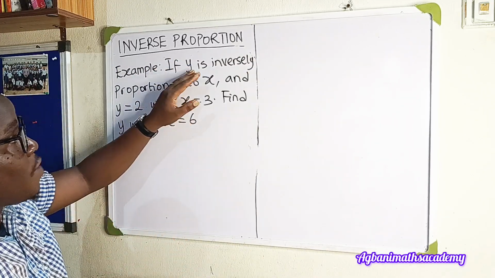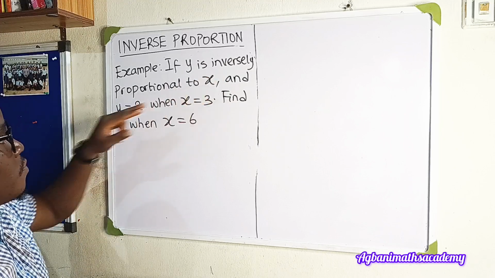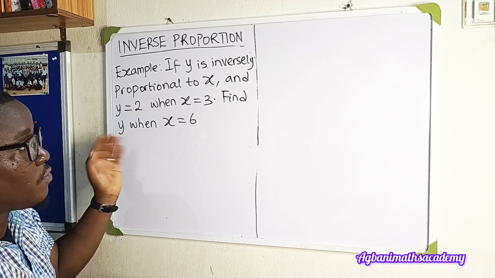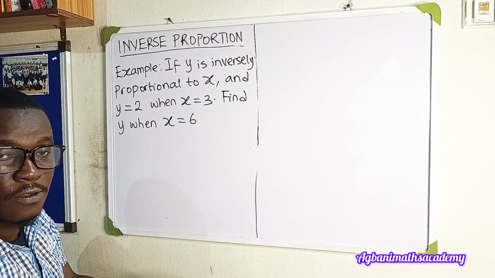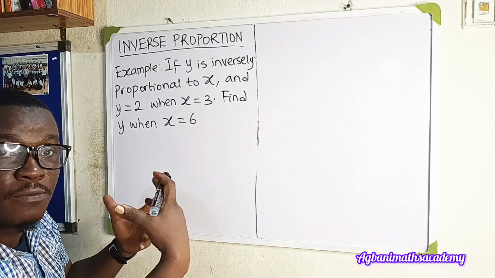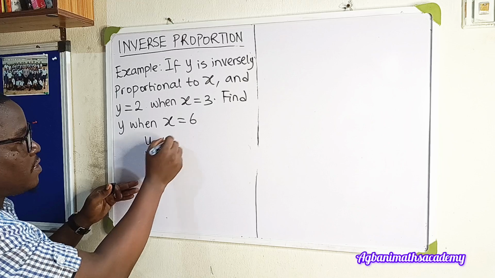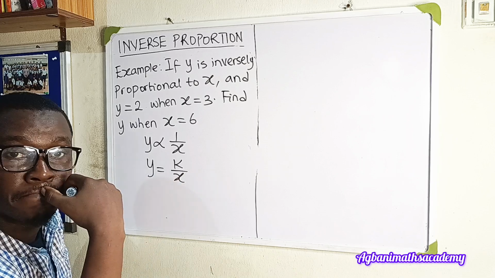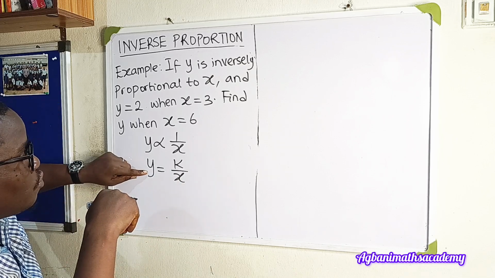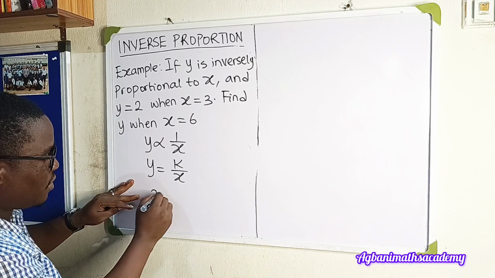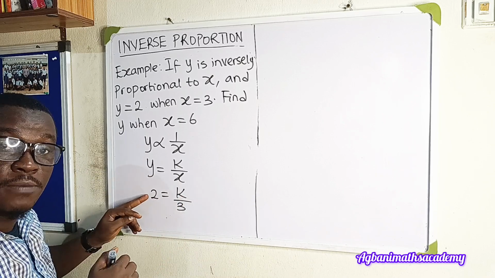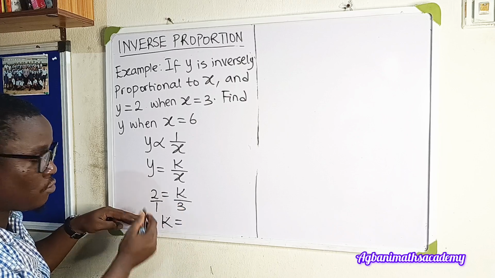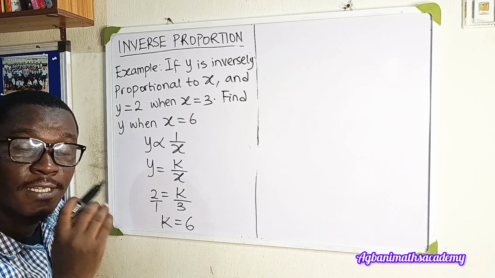Let's look at this example. We are told that if y is inversely proportional to x, and y is equal to 2 when x is equal to 3, we're expected to find y when x is equal to 6. So this is an inverse proportionality problem. So we can say y is inversely proportional to x. This means y is equal to k all over x, right? So when y is equal to 2, x is equal to 3. 2 is equal to k all over 3. 2 is the same thing as 2 over 1, so we can cross multiply. K multiplied by 1 gives us k is equal to 2 multiplied by 3 gives us 6. So this means that k is equal to 6.